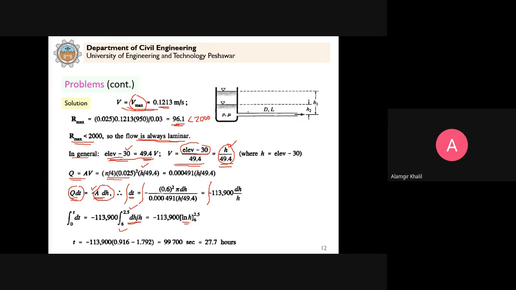Because we have laminar flow, the velocity is very, very small. That's why you can see that it takes around 27.7 hours to change the level from 6 meter to 2.5 meter.